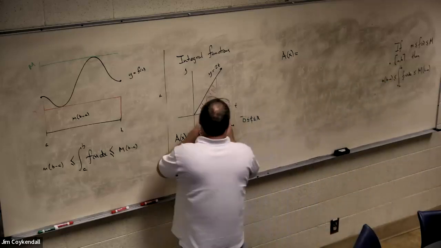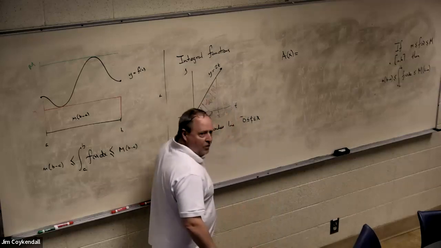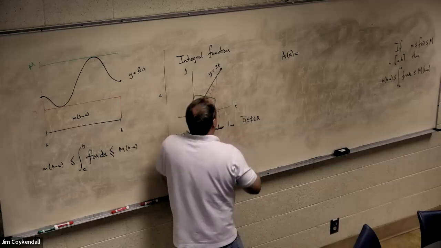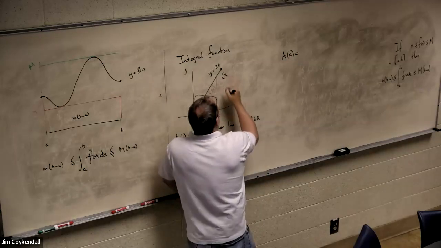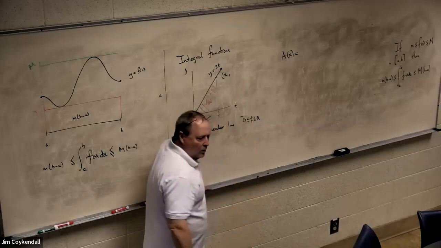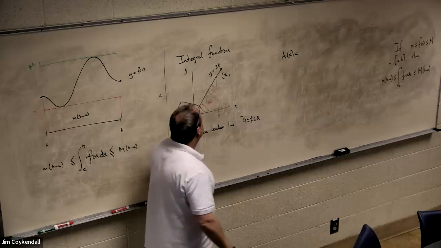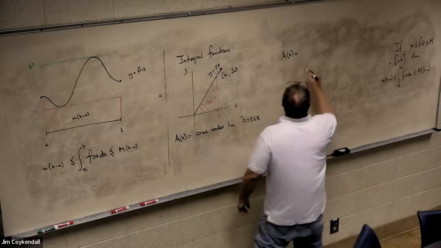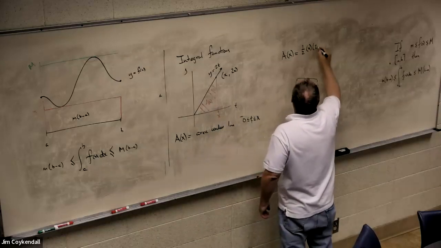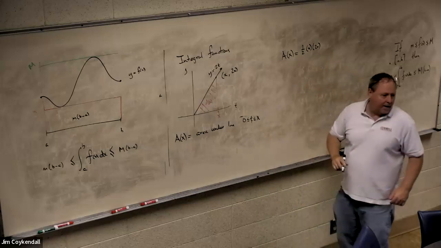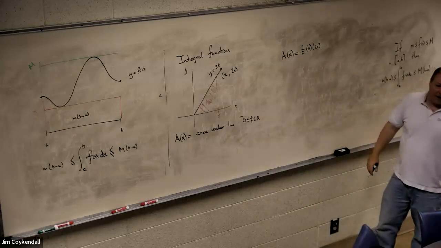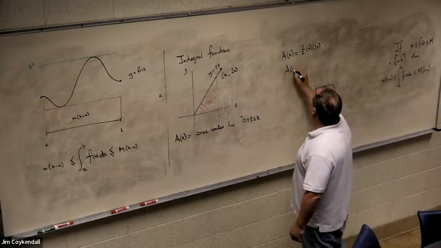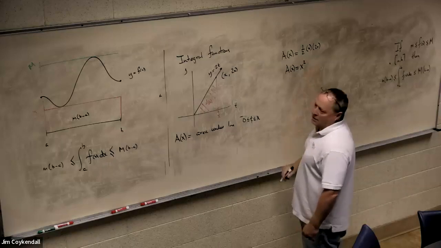Let's see. What's the width of my base? x. Okay, good. And I just need the height. So the key coordinate is x. What does the y coordinate give me for the height? 2x. I agree. So A of x should be half base times height. Everybody agree with that? So A of x is actually x squared.